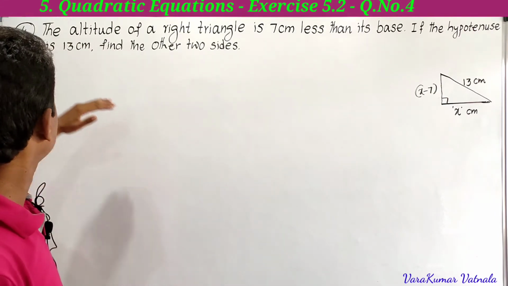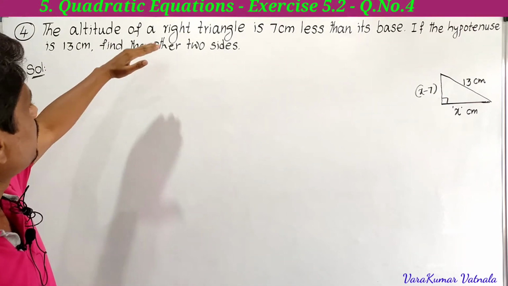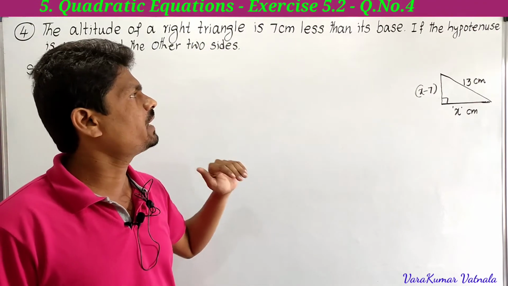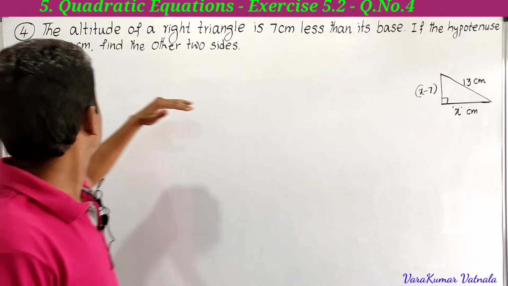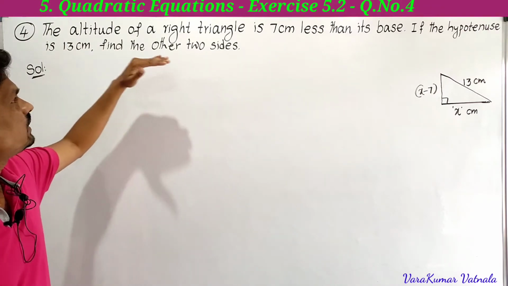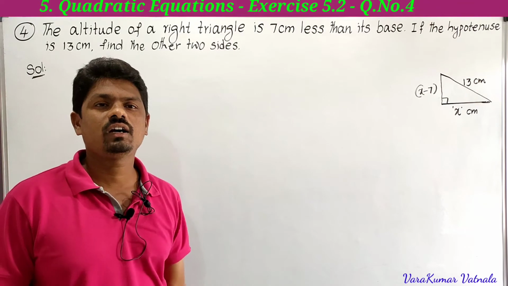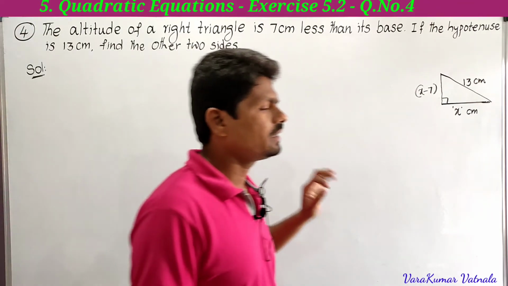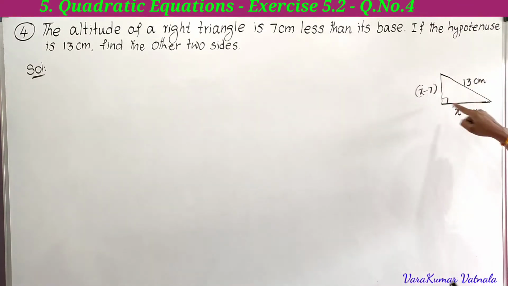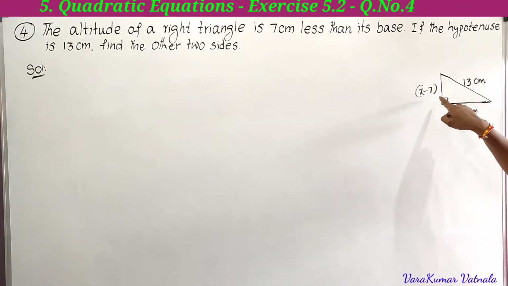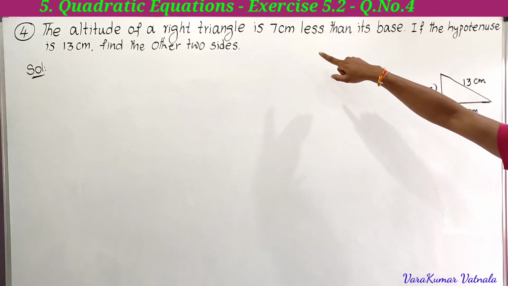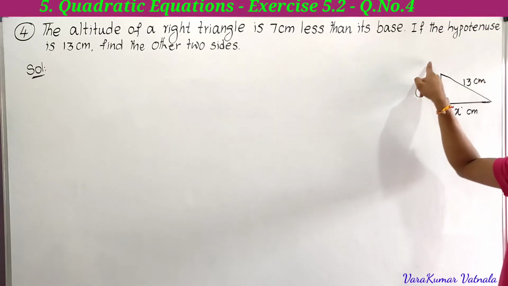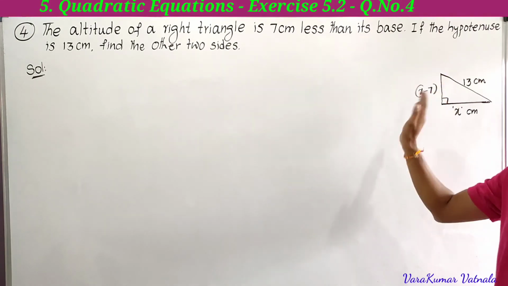See here what has been given. The altitude of a right angled triangle is 7 centimeters less than its base. If the hypotenuse is 13 centimeters, find the other two sides. So see here, it is about a right angled triangle. What he is saying is the altitude is 7 centimeters less than its base. Altitude means height, and the height is being compared with the base.